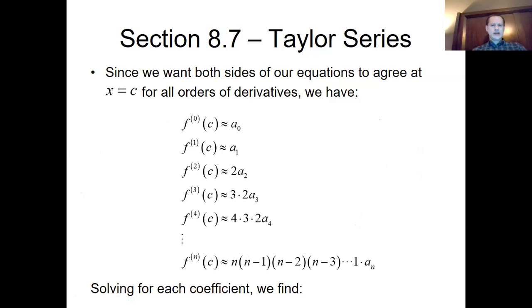Okay, so if we equate things, like I was just saying, the 0th derivative at my point must be a naught. The first derivative at my point must be a1. The second derivative must be 2a2, etc., etc. And in general, at any point c, this is the equation we have right here.